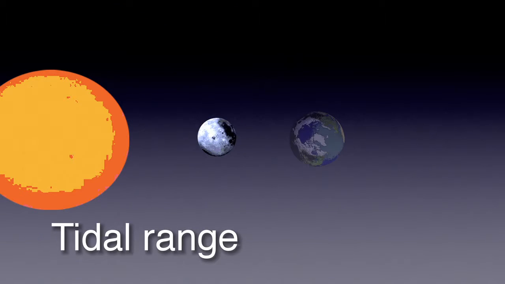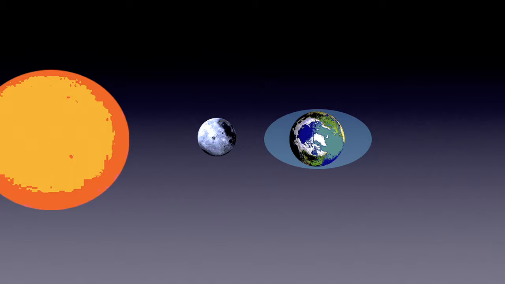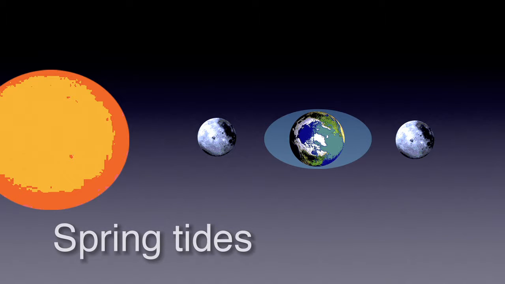When the Sun, Moon and Earth line up, the gravitational pull on the Earth's oceans is greatest. It doesn't matter whether they line up like this when there's a new moon or like this 14 days later when it's full moon. In either alignment, the bulge of water on the Earth's surface is greatest, so high water is at its highest and low water is at its lowest. The tidal range between the two is greatest. These are known as spring tides.